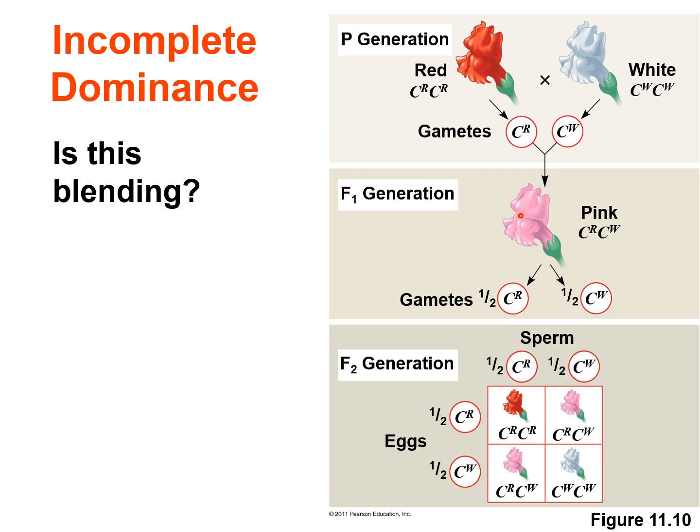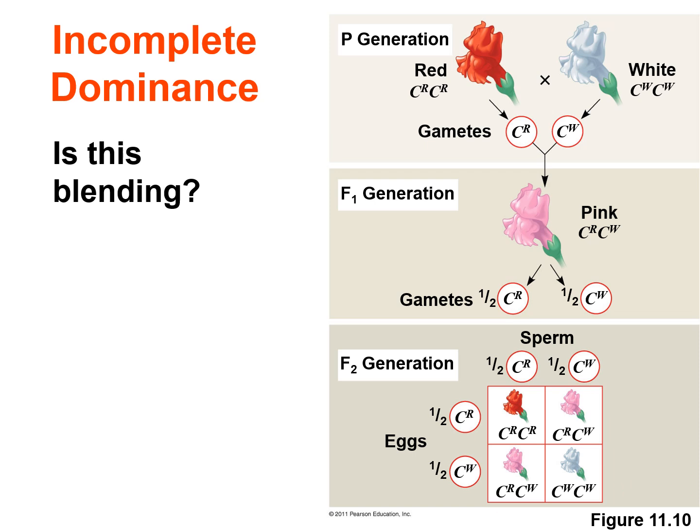Because if you crossed two pink individuals, here is what their offspring would be. The red and the white alleles would reappear. So those red and white alleles have not blended together. They're still there, so it's not blending. This is what we call incomplete dominance.